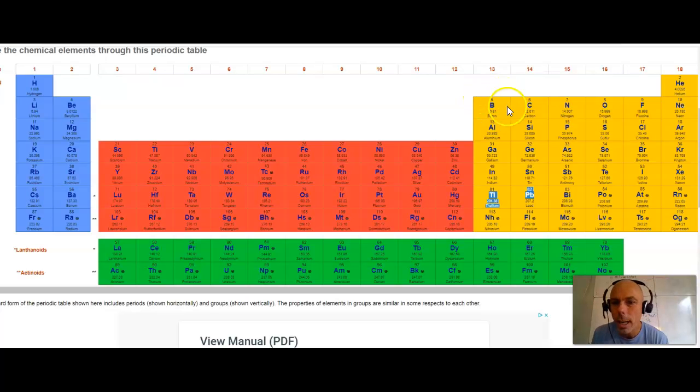So if you take the weighted average of all the isotopes of boron, all the different versions of boron with different numbers of neutrons, and account for their percent abundance in nature, we get the atomic mass of the element, which is that decimal number. And in boron's case, it's 10.81 AMUs.